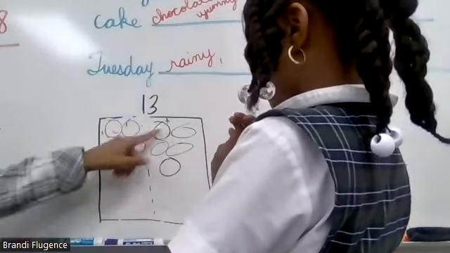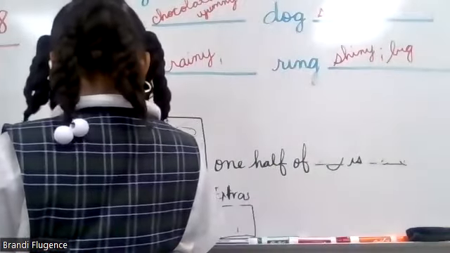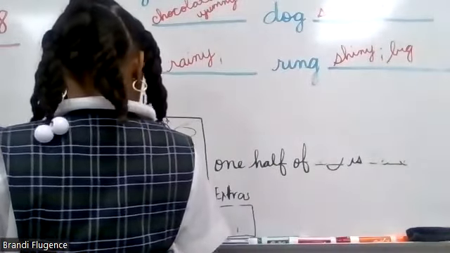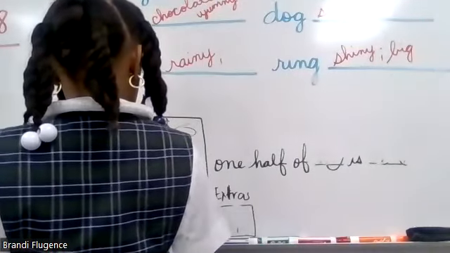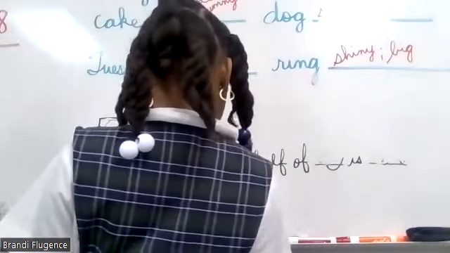1, 2, 3, 4, 5, 6, 7, 8, 9, 10. You can still keep going. You need 13, so put 11. And then 12. Now 13 is an extra, so you're gonna put that, because if you try to put the 1, it'll be uneven. So put the extra right here.